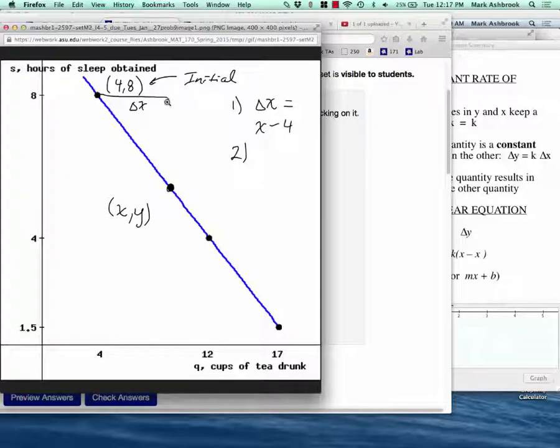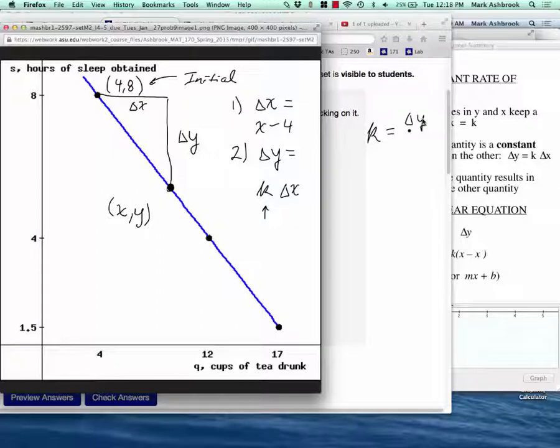Corresponding, so when x changes from 4 to x, the hours of sleep obtained goes down. How much does the hours of sleep go down? And here we're going to use constant rate of change. Delta y equals k delta x. So we need k. How are we going to get k? We can get k from our constant ratio reasoning, right? If you have a constant rate of change, which we have on a line, it's the change in y divided by the change in x. So we're going to use the 2 points that we have. Change in y is.